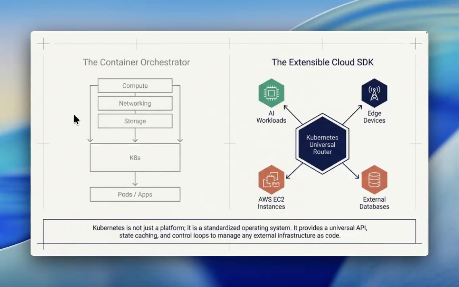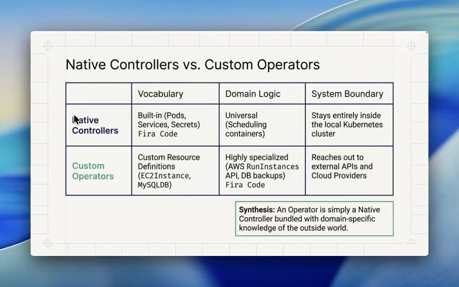Now you have a Kubernetes universal router, and with that, you can have AI workloads, edge devices, AWS EC2 instances, and external databases also connected through it. Now, a time comes when we need controllers, and this could potentially fall into two types: native controllers and custom controllers.